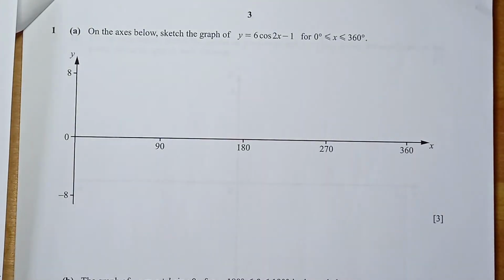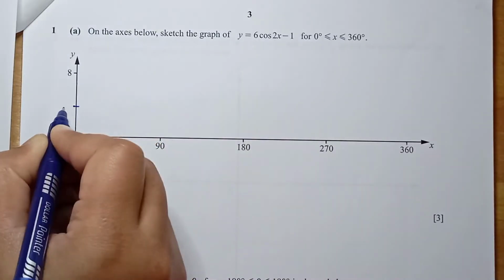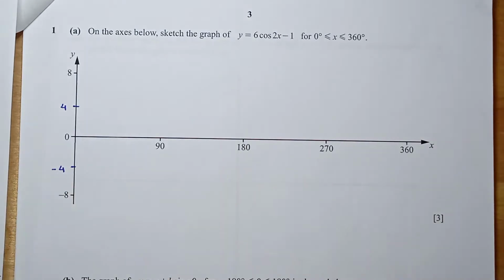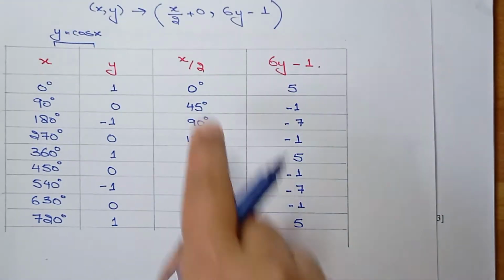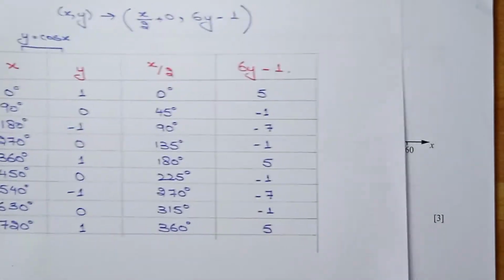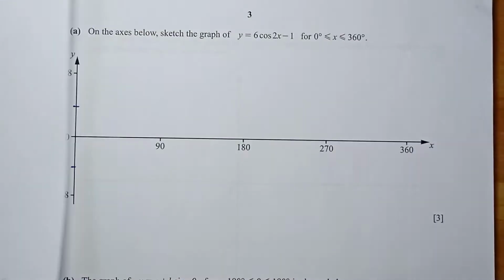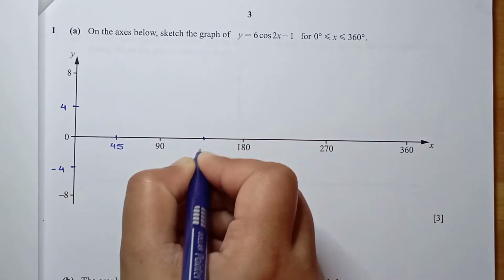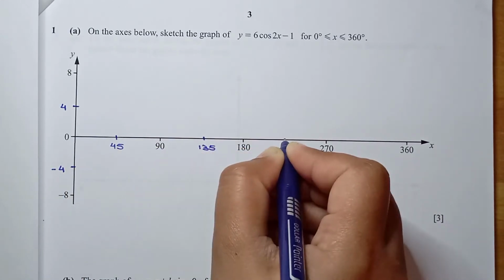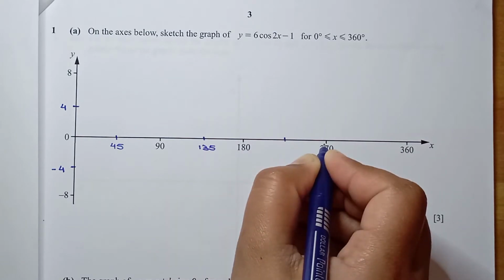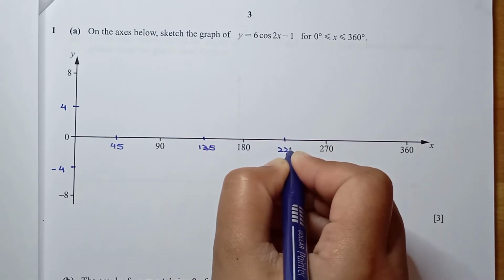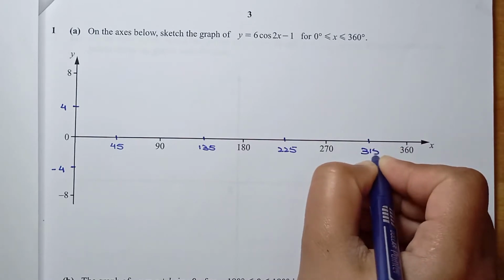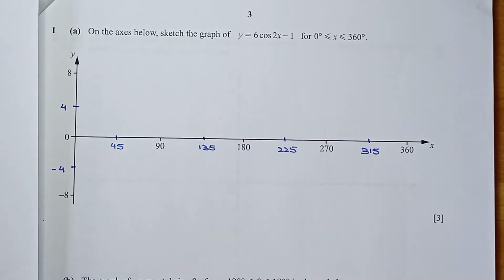So if I can say the middle point is 0, and on y we have 4, 8, and 0, minus 4, minus 8, right? And on x we have 45, 90, 135, 180. So in the middle, between 0 and 90, we have 45. This middle is 135. This is between 180 and 270, we have 225. And then between 270 and 360 is 315, sorry. Okay, so now we have all the values.